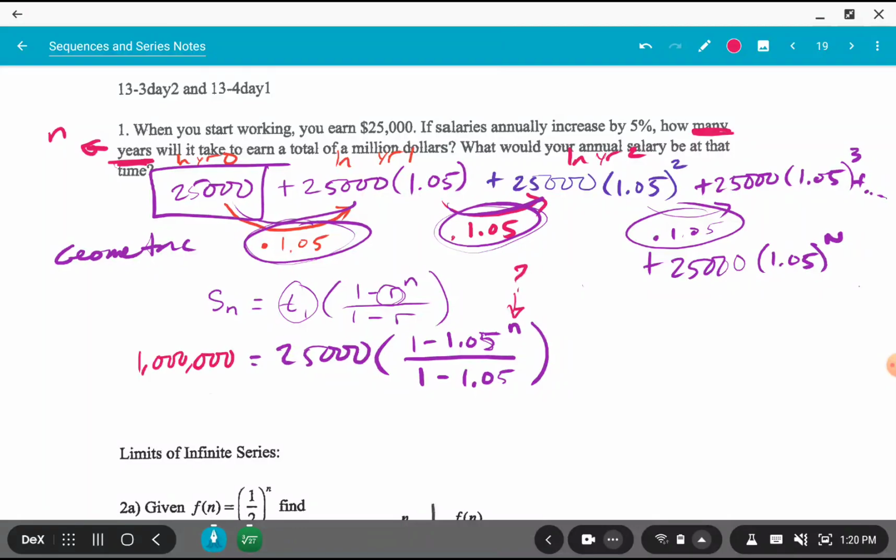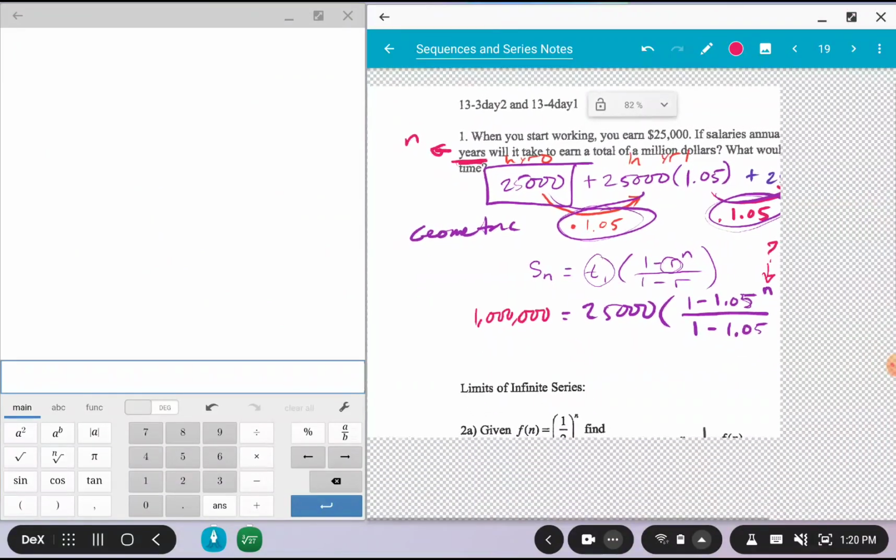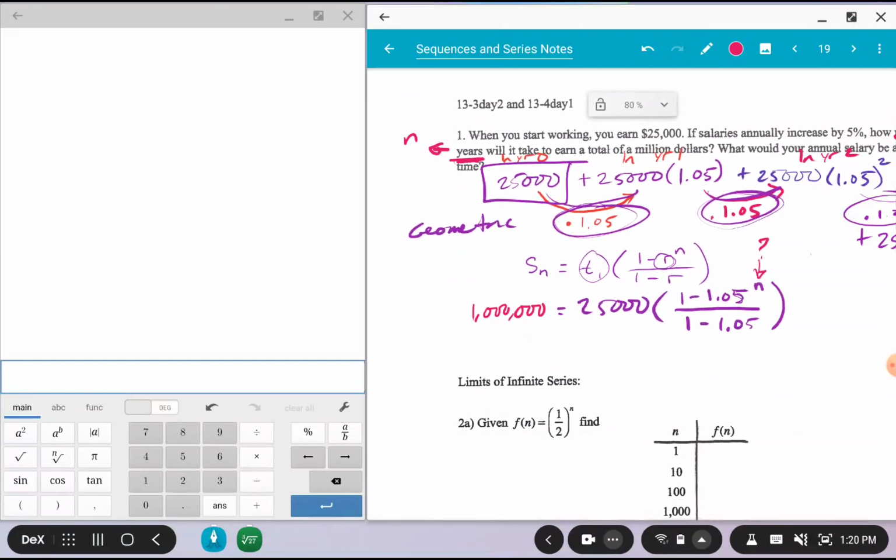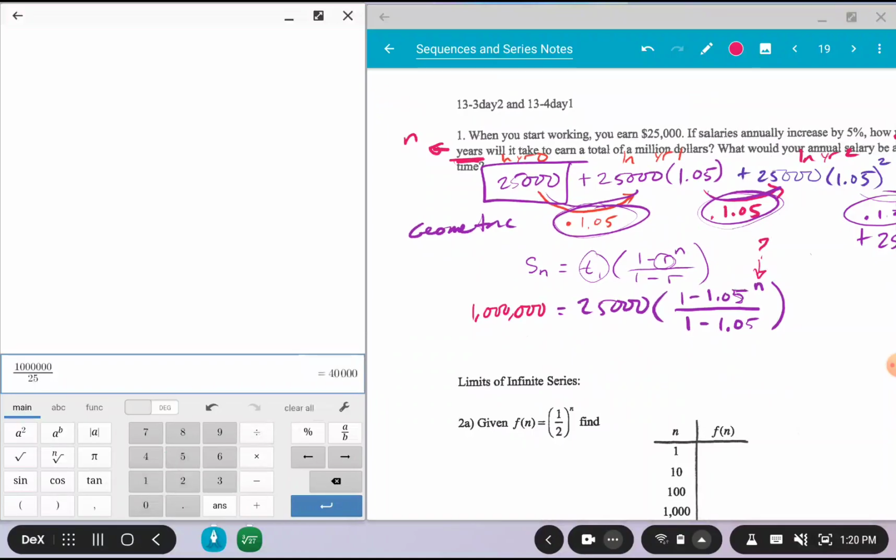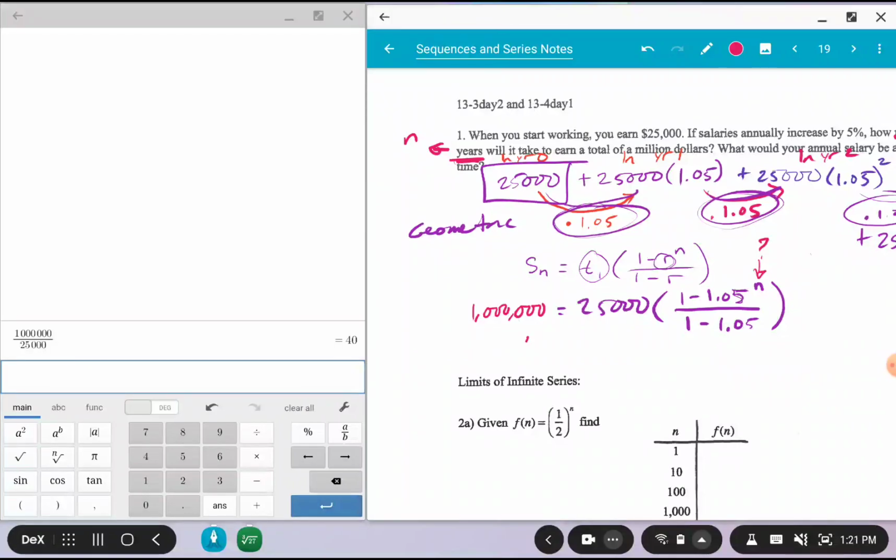Okay, so I'll just do a little bit of algebra here and solve for our n value. It looks like what we have to do is take 1 million and then divide it by 25,000. And obviously we do get 40 there, right? So we're going to get 40 equals (1 minus 1.05 to the n) over (1 minus 1.05).